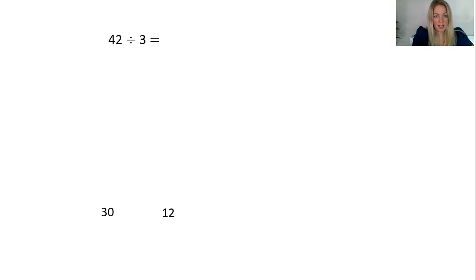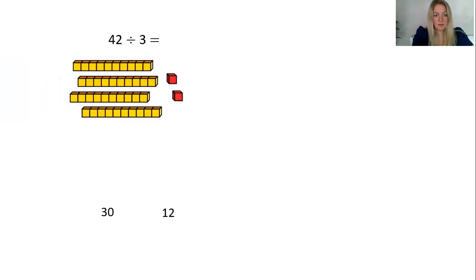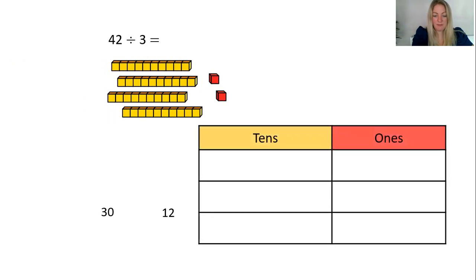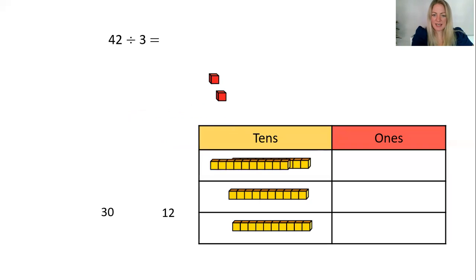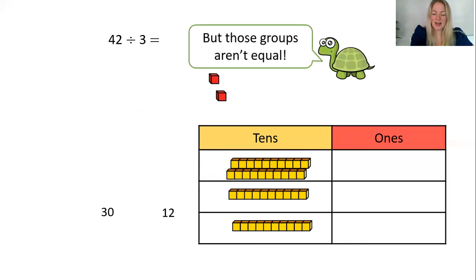42 divided by 3. Here's our 42 and here's our place value grid with 3 parts. Remember, when we divide, we always start with the largest place value, and in this case, it's the tens. We can put 1 ten into each part, but we have 1 ten left. Can we put that ten here? Oh, hello, Tiny. Yes, you are right. Those groups are not equal. We have 1 part with 2 tens and 2 parts with 1 ten. So that can't be right, can it?